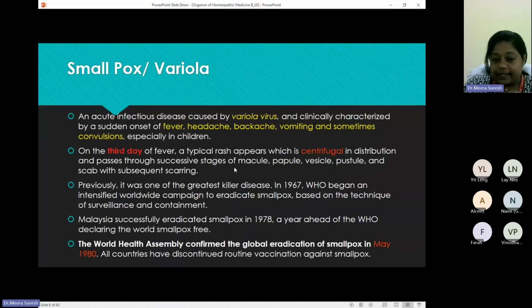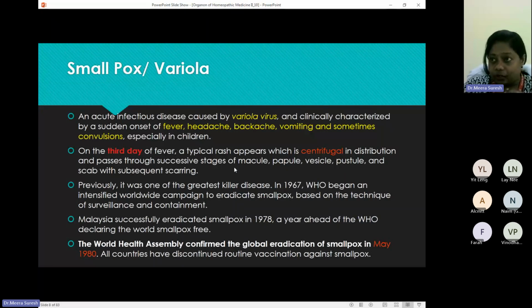And it will be going through successive stages. Initially, there will be just a macule, a reddish discoloration, and then it will be slightly raised, the papule, and then go into a water drop or dew drop like vesicle, and then to a pustule stage, and finally scab formation.